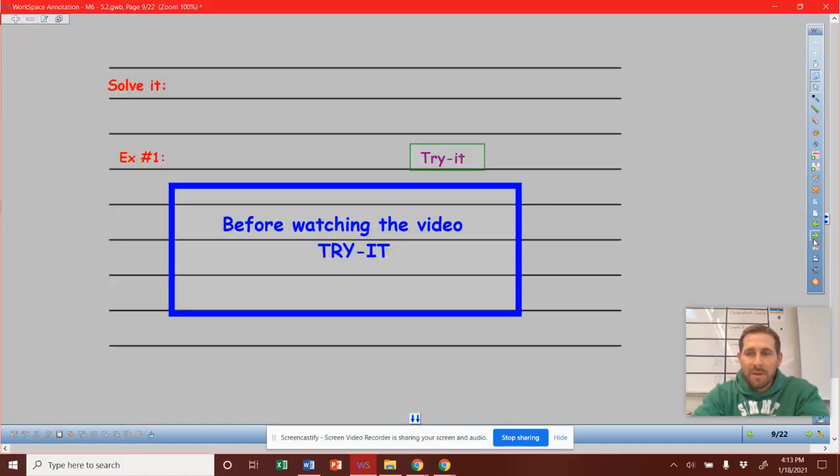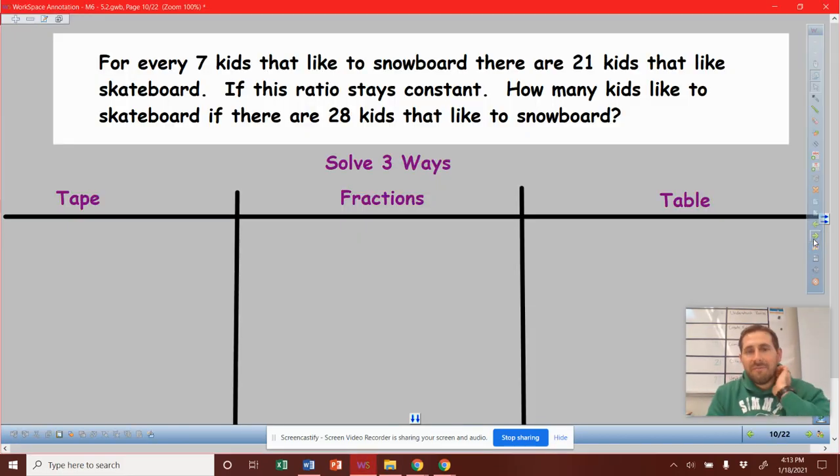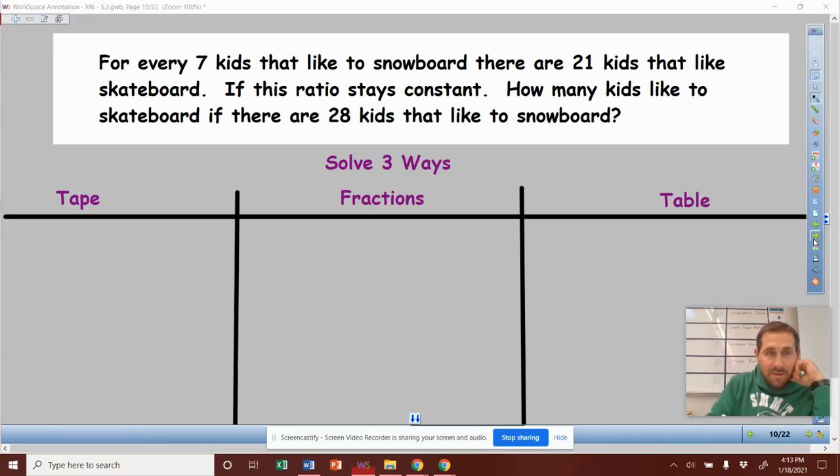This is try it for number one. For every 7 kids that like to snowboard, there are 21 kids that like to skateboard. If that ratio stays consistent, how many kids like to skateboard if there are 28 kids that like to snowboard? All right. So, first of all, let's look at our original ratio.